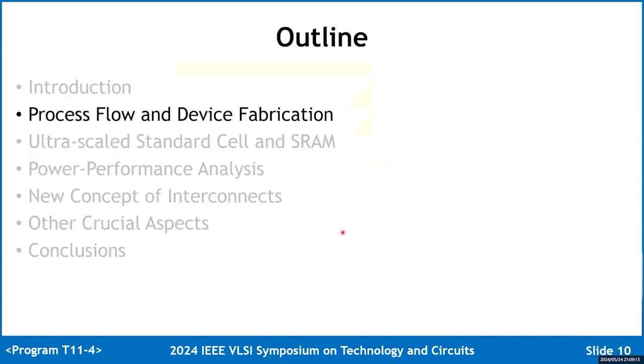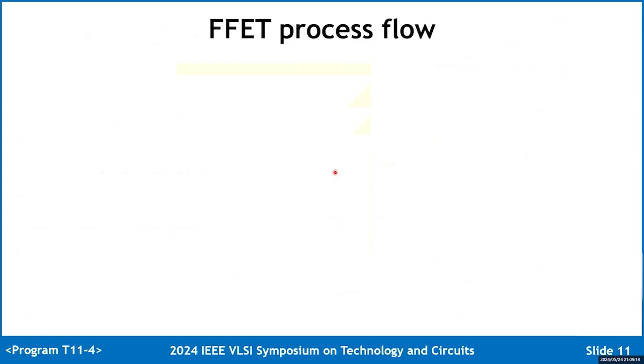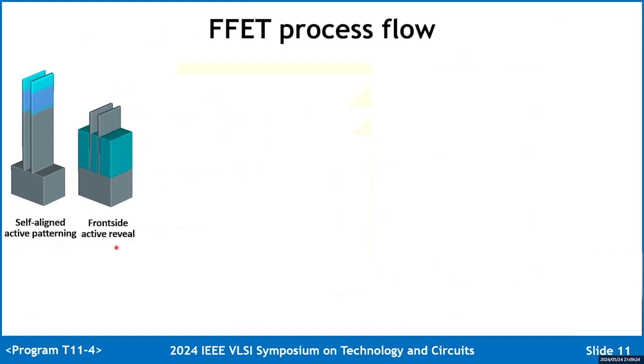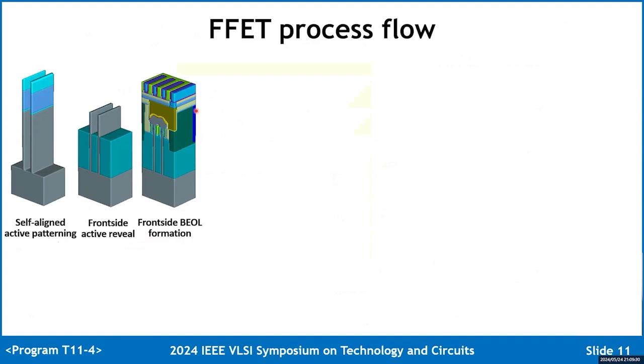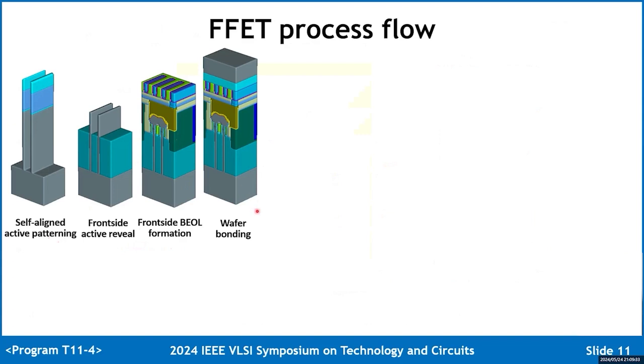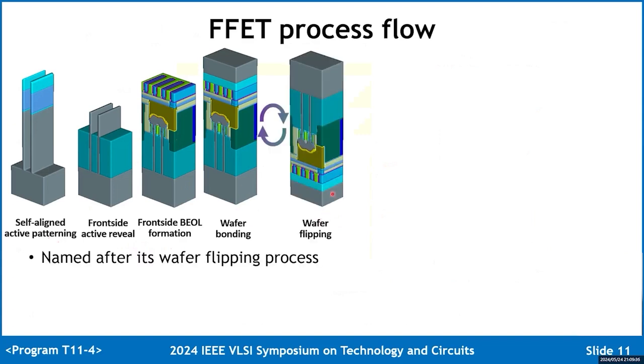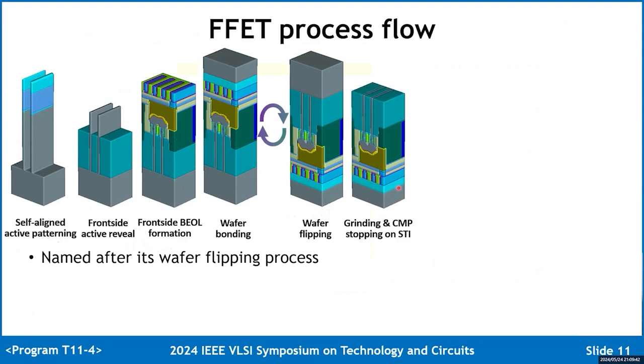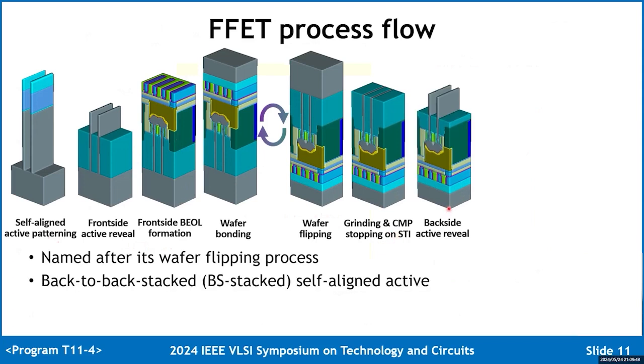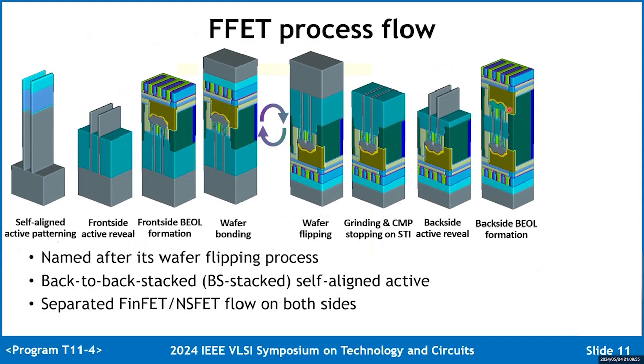Now, let's talk about how to fabricate the flip FET. The self-aligned flip FET process begins with a self-aligned active pattern. Then the frontside active is revealed, and the frontside process is done, just like non-stacked FET. Here comes the wafer bonding, followed by the wafer flipping. The flip FET is just named from the flipping process. Next, the substrate is ground, and the CMP stops on the STI. Back-to-back stacked self-aligned active is then revealed. The rest of the backside process is also done, like standard FinFET or nanosheet FET.